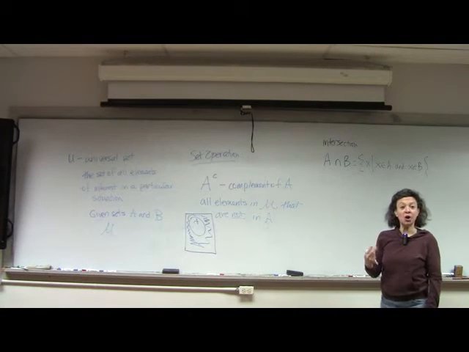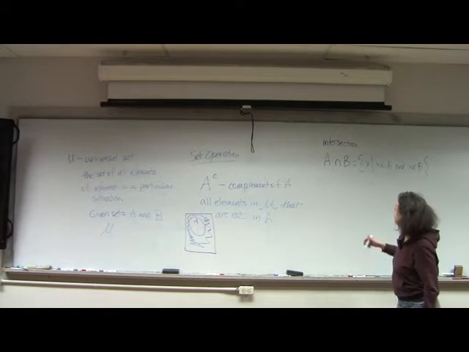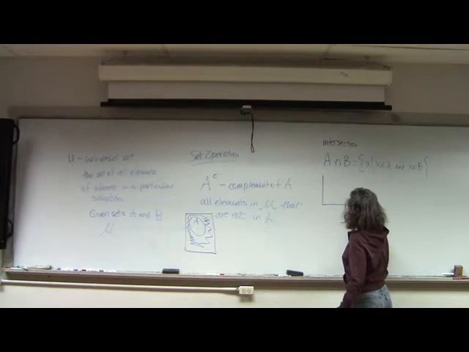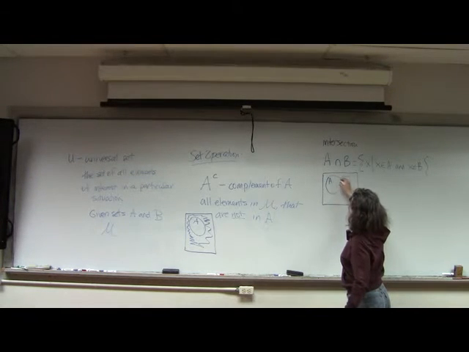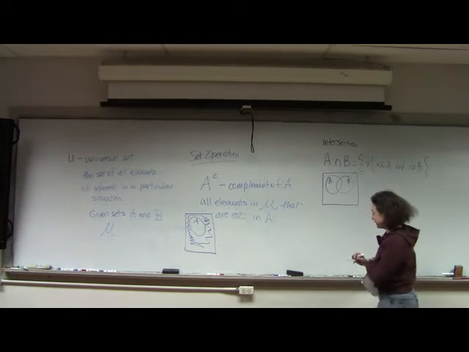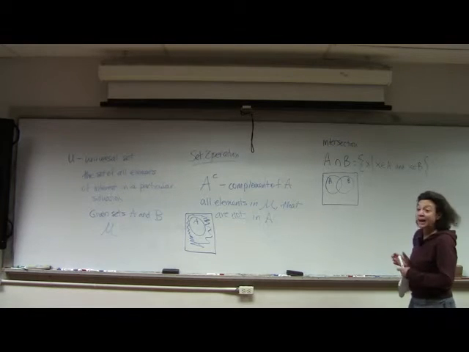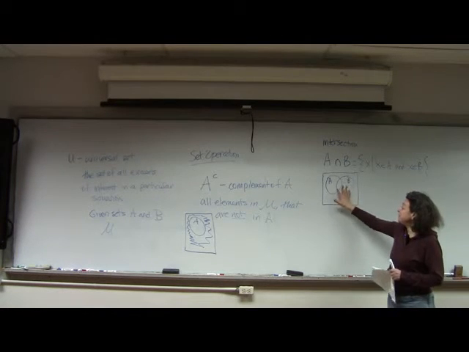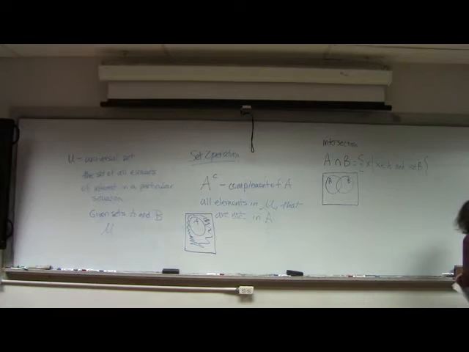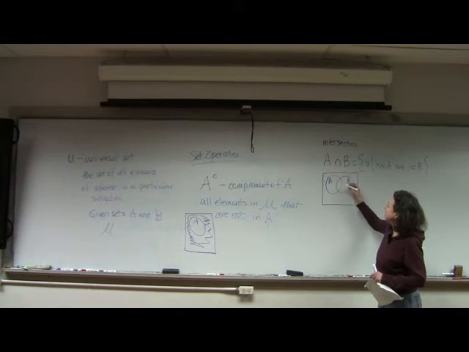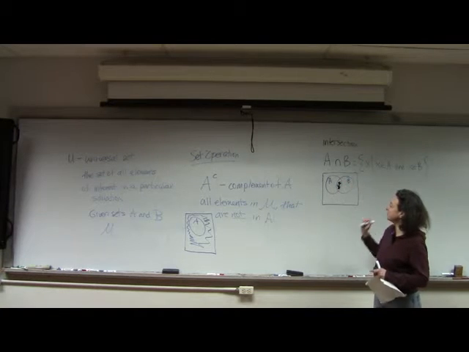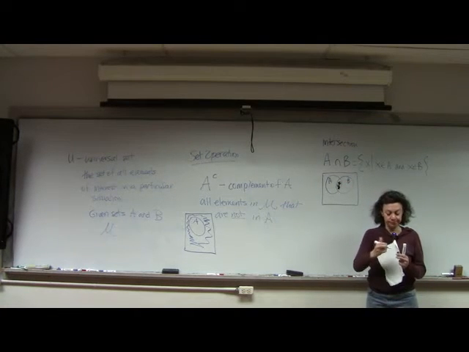So let me draw you two alternative universes and we'll see how they look. Here's one universe, and suppose this is my set A and that's my set B. If I want to know what these two sets have in common, I'm looking for the elements that are in A and in B, and I claim it's just right where they overlap.